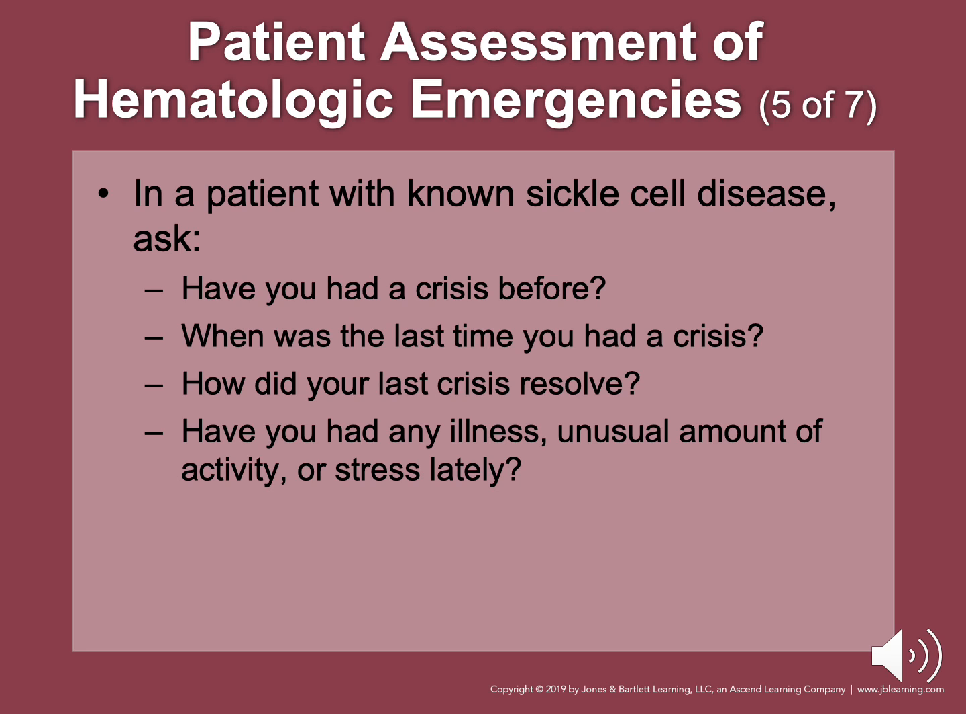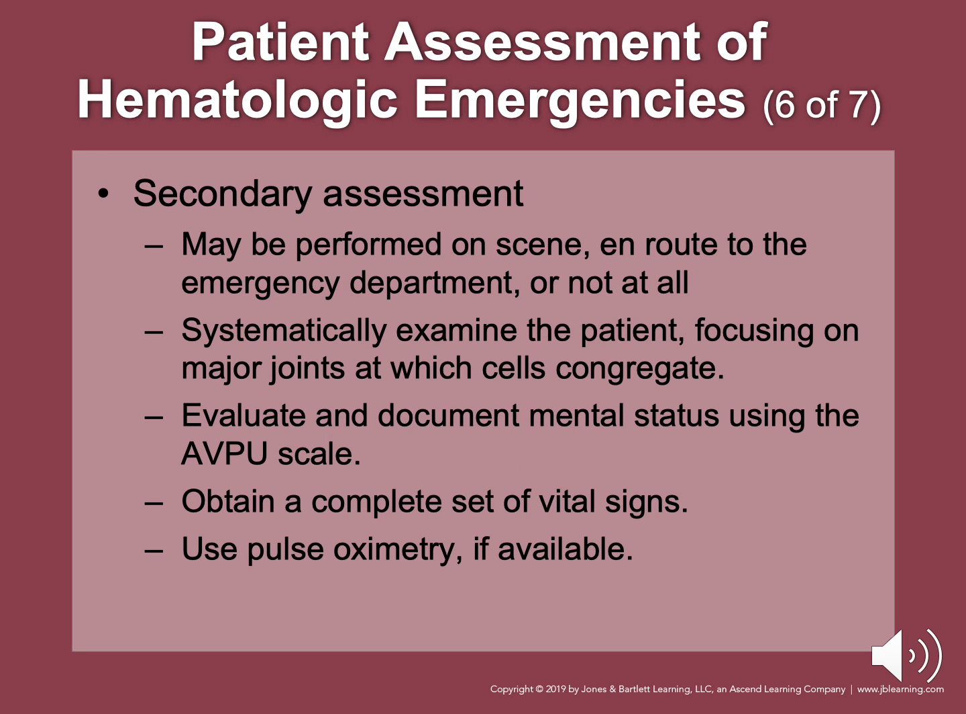These can be performed on scene, en route to the emergency department, or not at all. Systematically examine the patient, focusing on major joints at which these cells congregate, and obtain your patient's baseline vitals. Use pulse oximetry if it is available. We assess the patient frequently and document each assessment, your findings, the time of the intervention, and any changes in the patient.